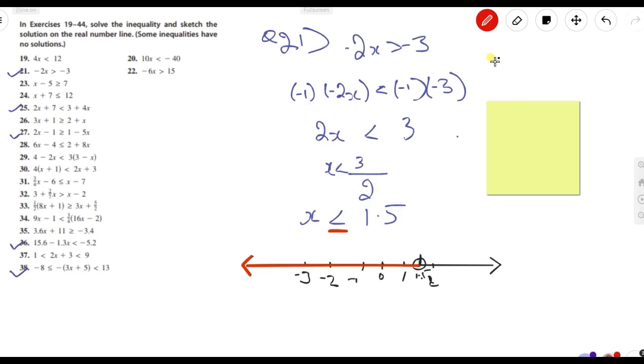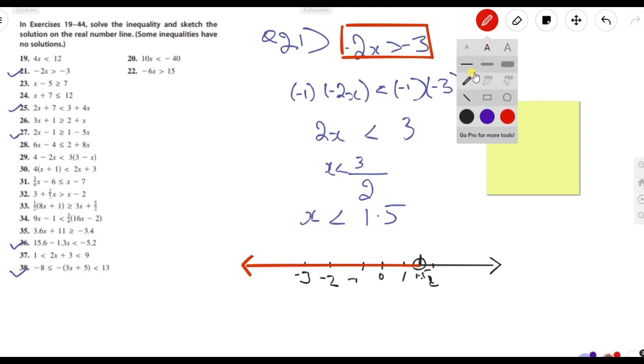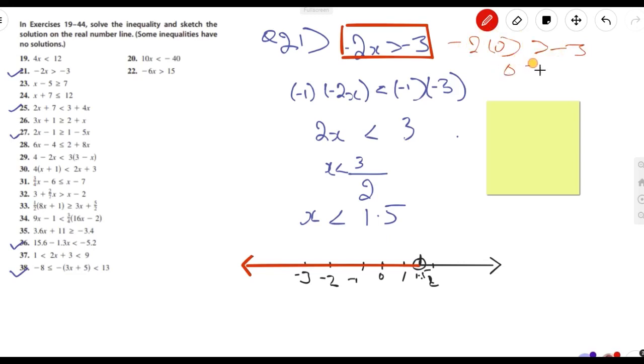Just to check whether your answer is correct or not, pick any number which is on this red line. If I pick 0, for example, 0 is less than 1.5, you know well. If you substitute 0 in this inequality, is it satisfied or not? Let us check it. You see that if you put 0, 0 is greater than -3, yes, that's right, it is satisfying. So you can put all the values which are on the red line and it is definitely going to satisfy that. It means our answer is entirely correct. We just performed a check here.